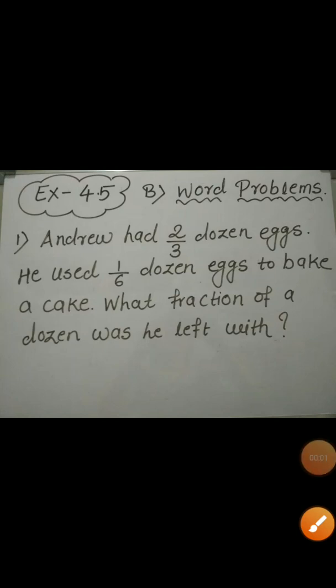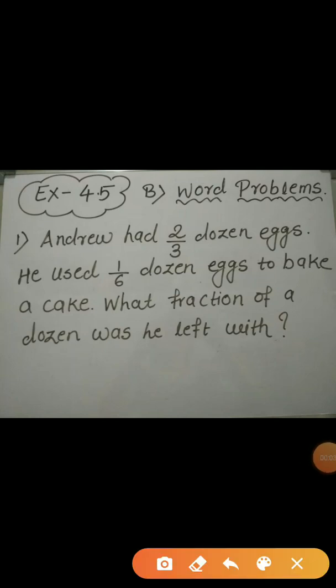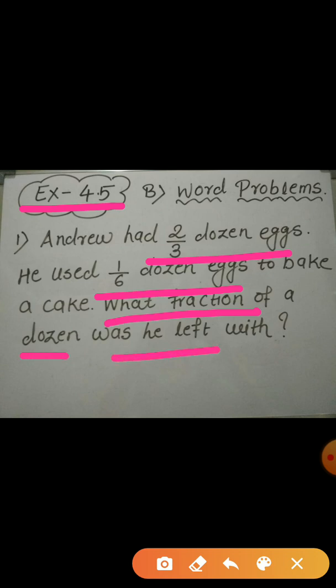Students, today we see the word problems of exercise 4.5. See the first question. The question is, Andrew had 2 upon 3 dozen eggs. He used 1 upon 6 dozen eggs to bake a cake. Then what fraction of dozen was he left with?